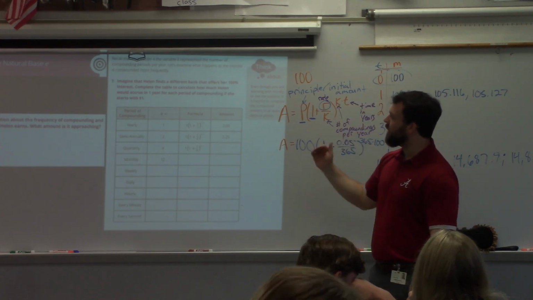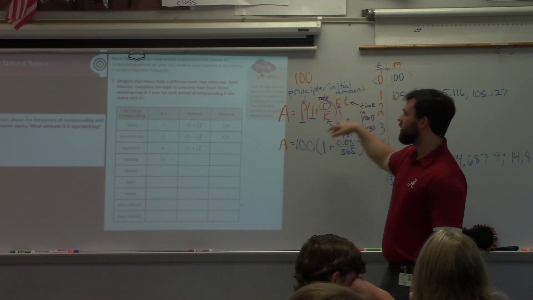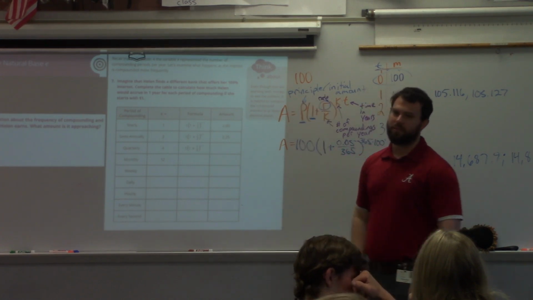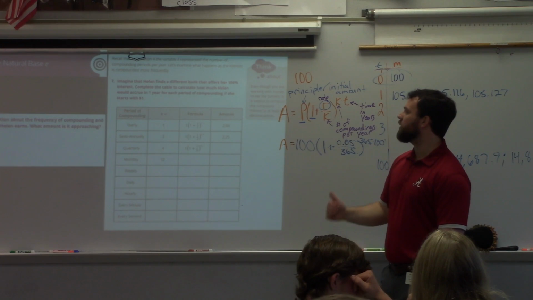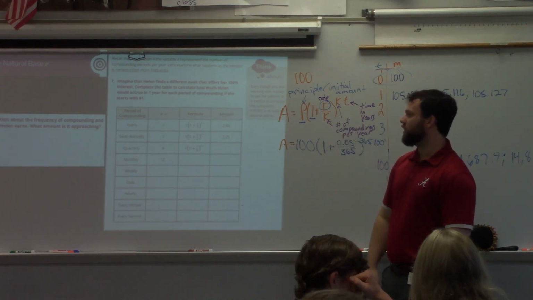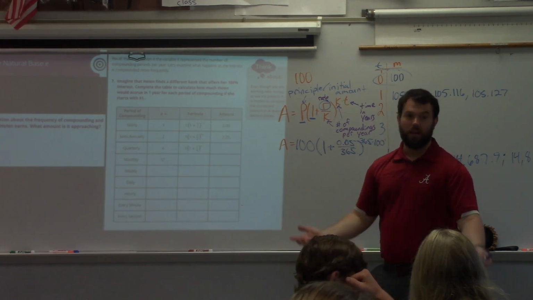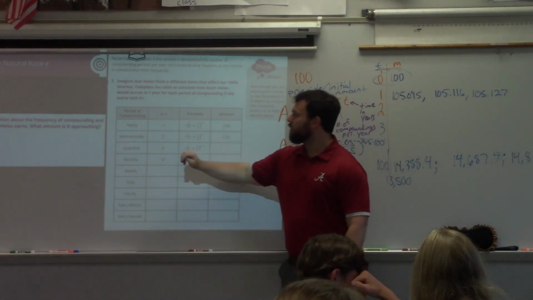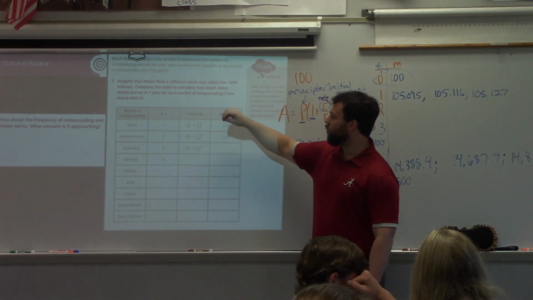Alright, so number 7 says, imagine that Helen, that's this made up person, so I did my own setup, but Helen finds a different bank that offers her 100% interest. Never going to happen, but it'd be great. Complete the table to calculate how much Helen would accrue in 1 year for each period of compounding if she starts with $1. Just $1, okay? This can get to be a lot larger if you invest more money, but we're going to start with $1.